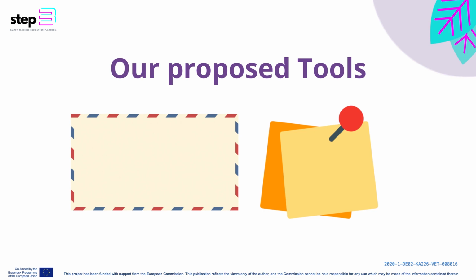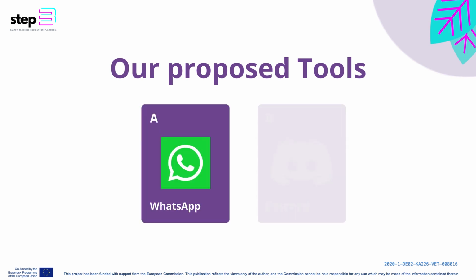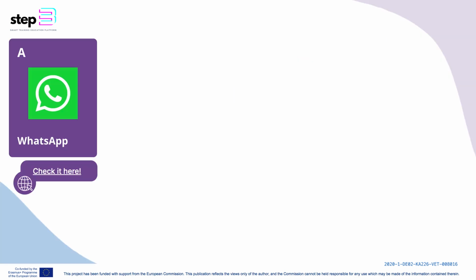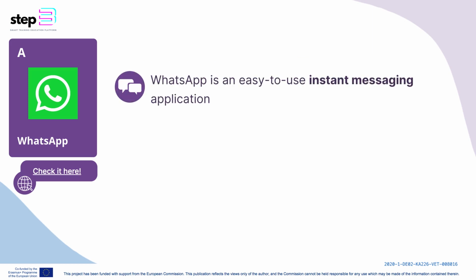For this module, we chose two digital tools, WhatsApp and Discord, both instant messaging apps, but with slightly different orientations. It is exactly the small differences that, when magnified, can teach those digital social cues. Let's begin with WhatsApp, a more casual and consumer-oriented option.